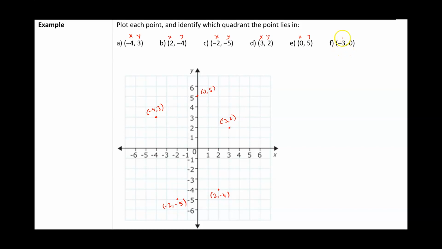And then lastly, we have -3, 0. So -3, 0, it means the x coordinate is -3, so we go 3 units to the left, and 0 means we stay in the middle.